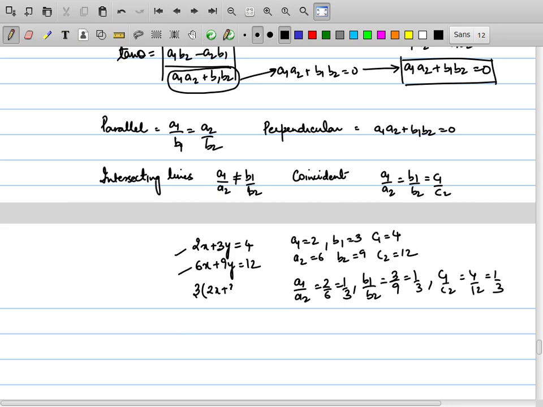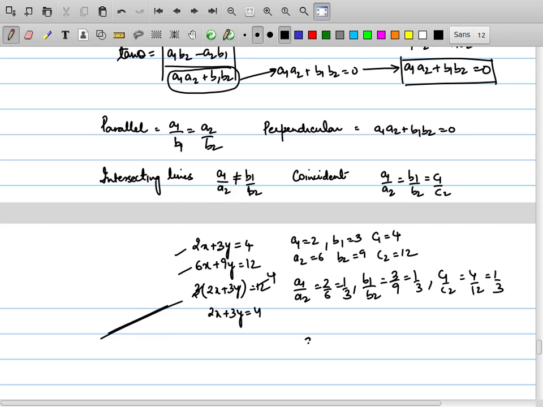And if you look closely, we can take 3 out. We have 2x plus 3y is equal to 4, and this goes. Therefore, we are getting the same equation. Both the lines are same. That is, if line equations are same, they will be one over the other. They will overlap each other. If the lines are intersecting, then we will find that A1 upon A2 is not equal to B1 upon B2.